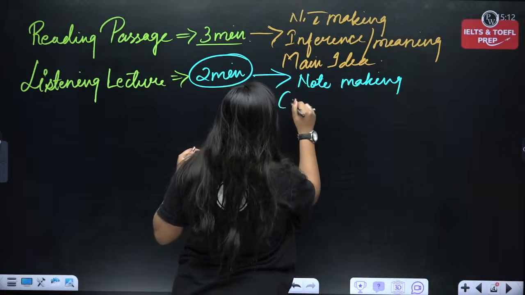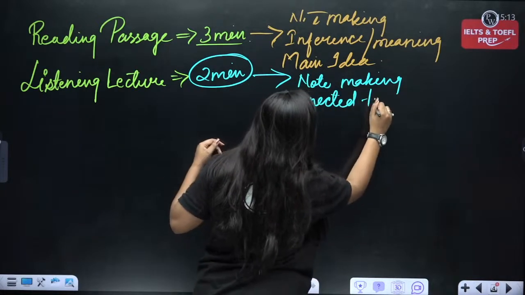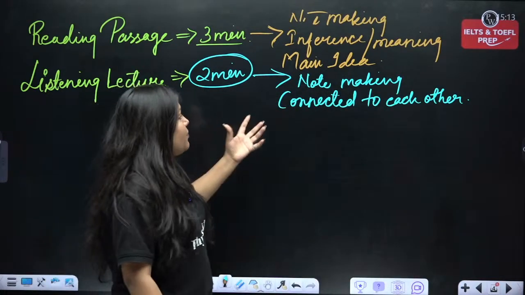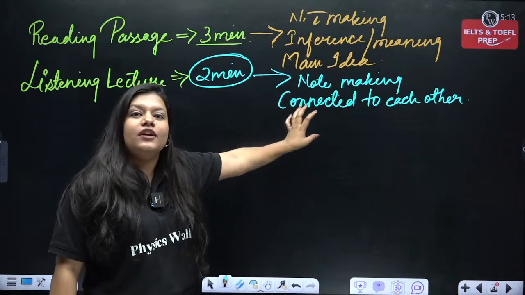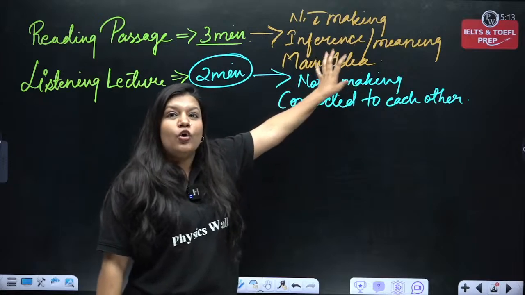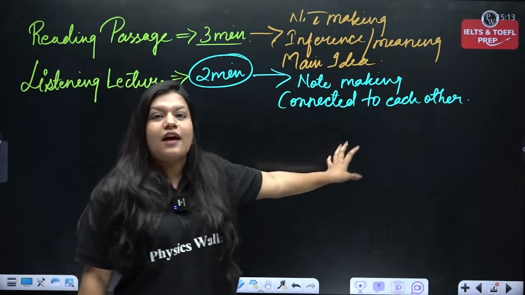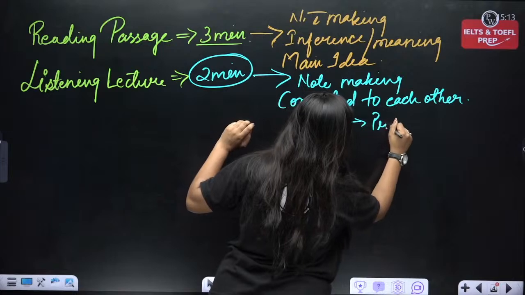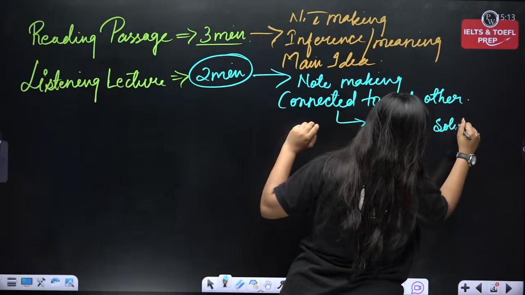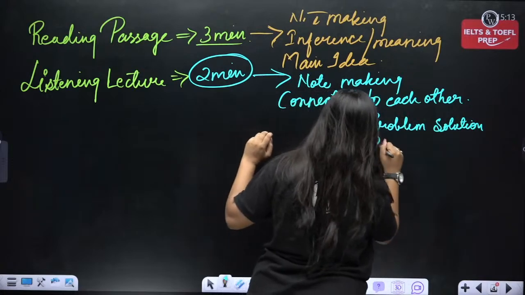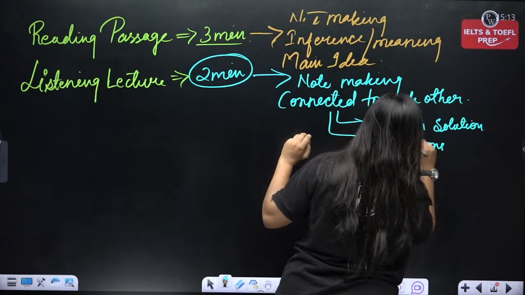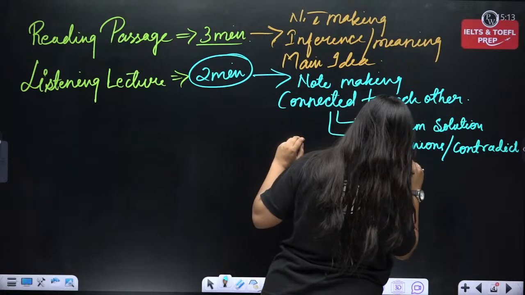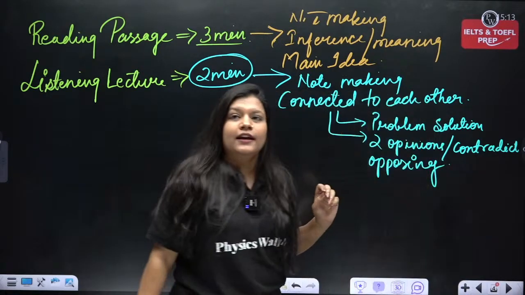Remember, both listening and reading are connected to each other. How? Let's suppose if in reading we have a problem, then we will have a solution in listening. If there is some opinion in the reading passage, then we are also going to have another opinion in the listening passage. So the passages can vary: it can be problem and solution, or two opinions which are contradicting or opposing. Okay, it can be anyhow, right?